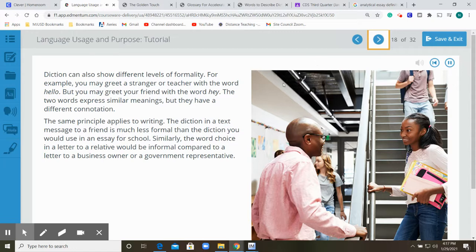Diction can also show different levels of formality. For example, you may greet a stranger or teacher with the word hello, but you may greet your friend with the word hey. The two words express similar meanings, but they have a different connotation. The same principle applies to writing. The diction in a text message to a friend is much less formal than the diction you would use in an essay for school. Similarly, the word choice in a letter to a relative would be informal compared to a letter to a business owner or a government representative.